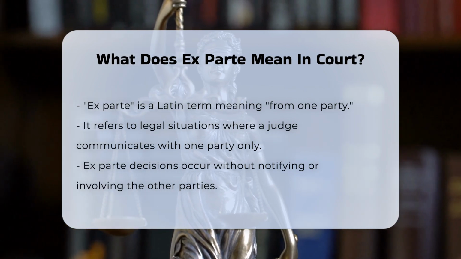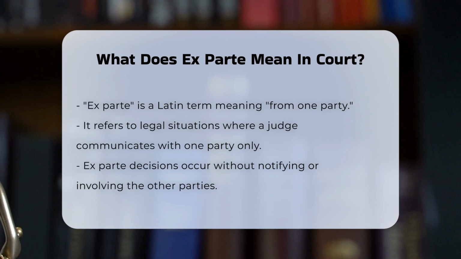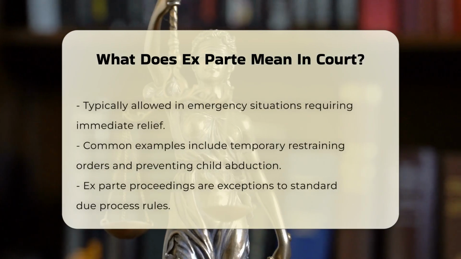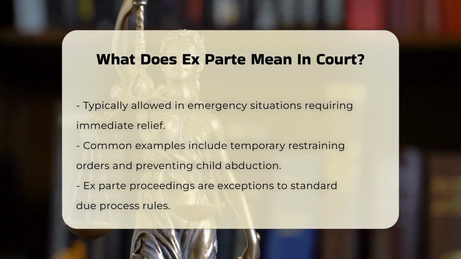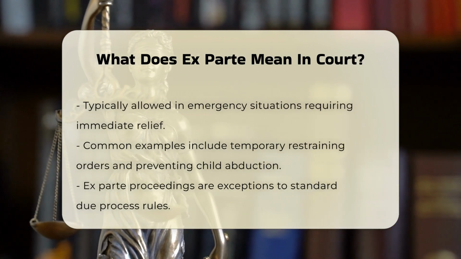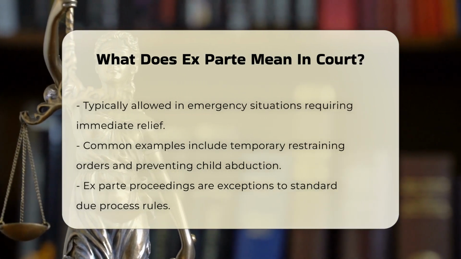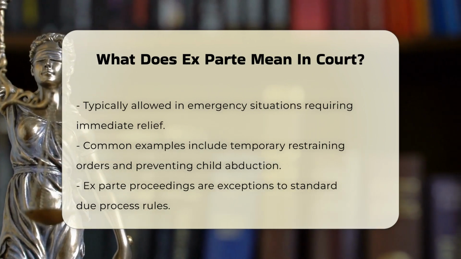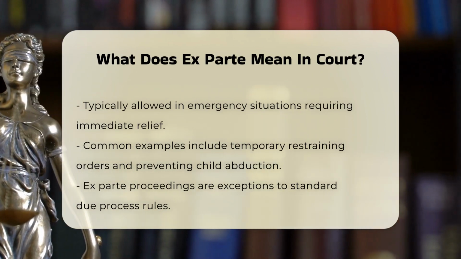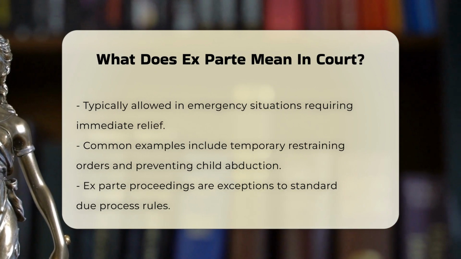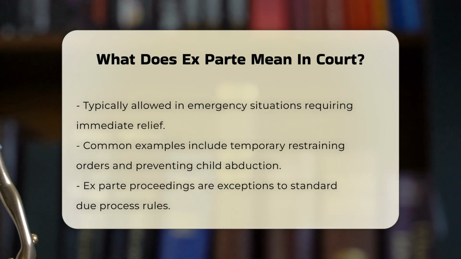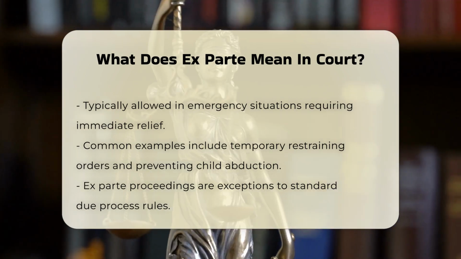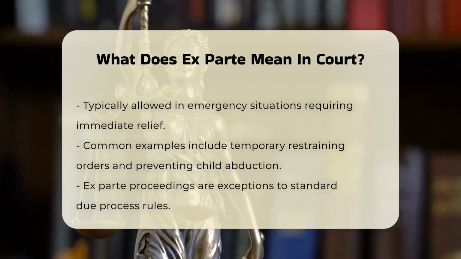Ex parte proceedings are typically allowed in emergency situations where immediate relief is necessary and cannot wait for the other party to be notified and given an opportunity to respond. Examples include temporary restraining orders, orders to prevent harassment, or orders to prevent one parent from taking a child out of state or country. These proceedings are exceptions to the usual rules of due process, which guarantee the right to notice and the opportunity to be heard.